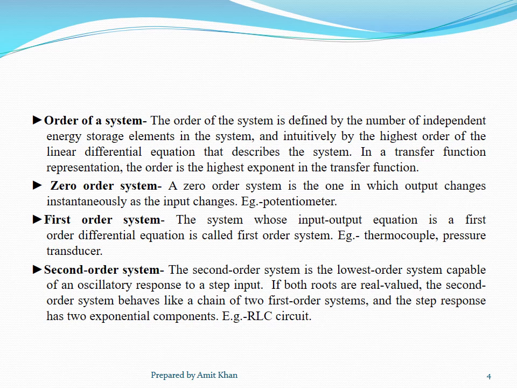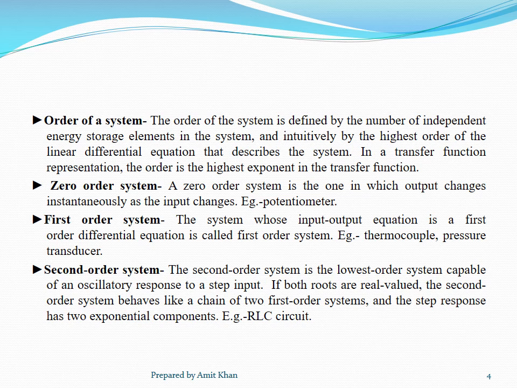Next is, what is a zero order system? A zero order system is the one in which the output changes instantaneously as the input changes. An example of a zero order system is a potentiometer. Then comes first order system. In first order system, the input output equation is a first order differential equation. Examples of first order systems are thermocouple and pressure transducer.